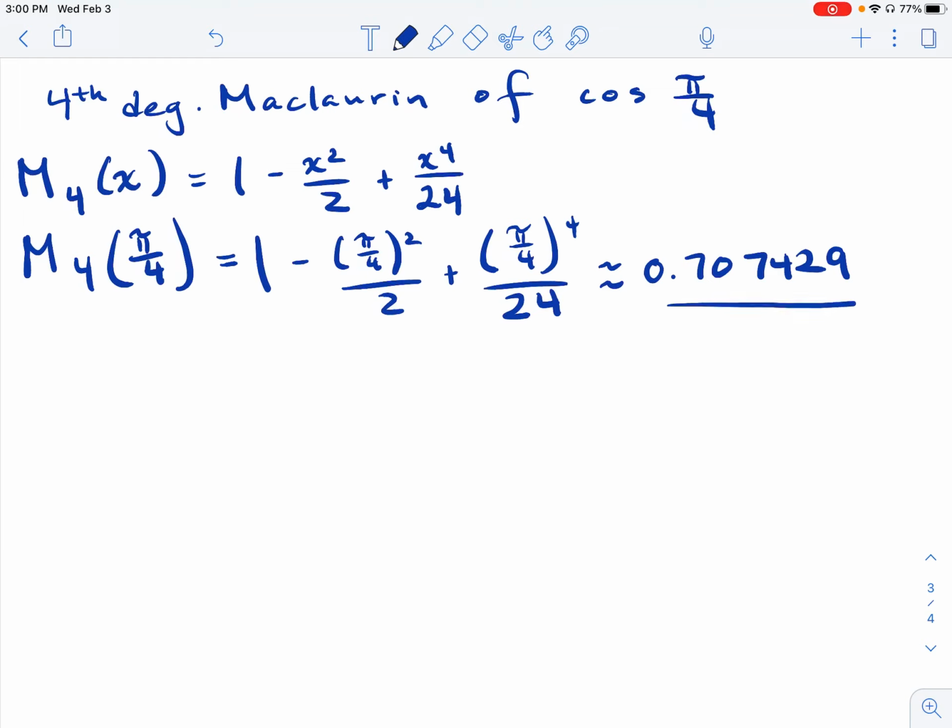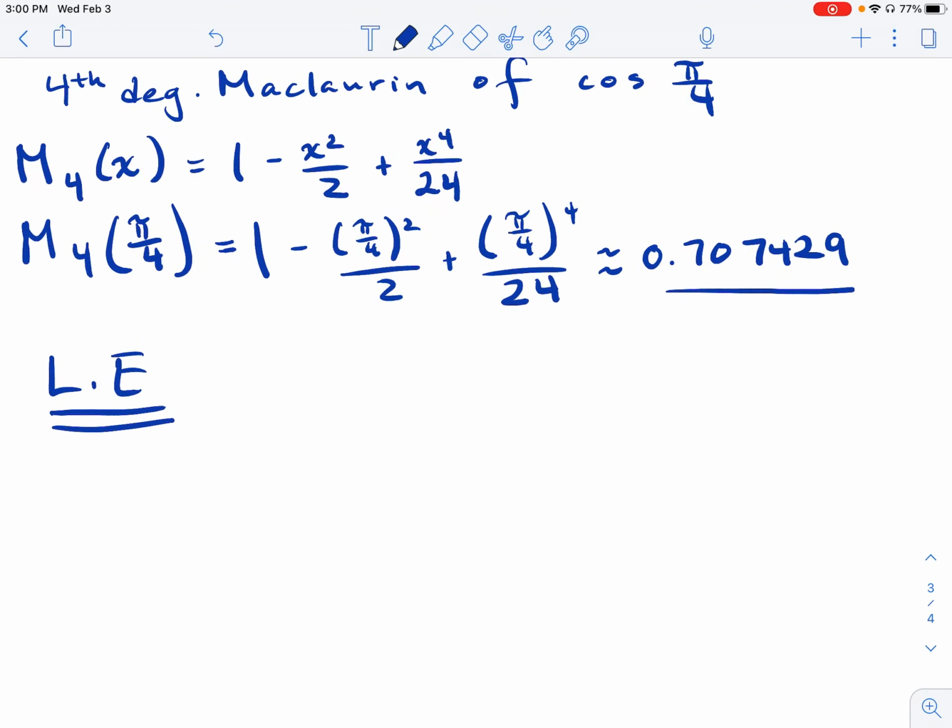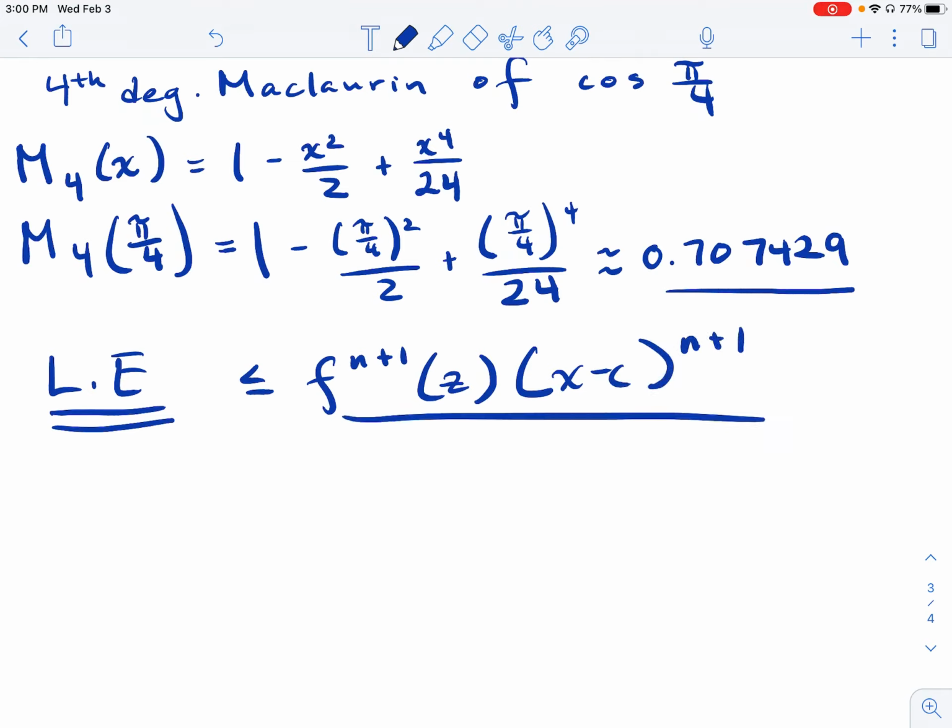Now, the next part is for us to think about how we can find the error of the series. So we're going to say, all right, now let's find the Lagrange error. I'm just going to write LE for short. So the Lagrange error bound says that this error is going to be less than or equal to the n plus 1 order derivative, or the next unused term, evaluated at some z times x minus c to the n plus 1 power all over n plus 1 factorial.